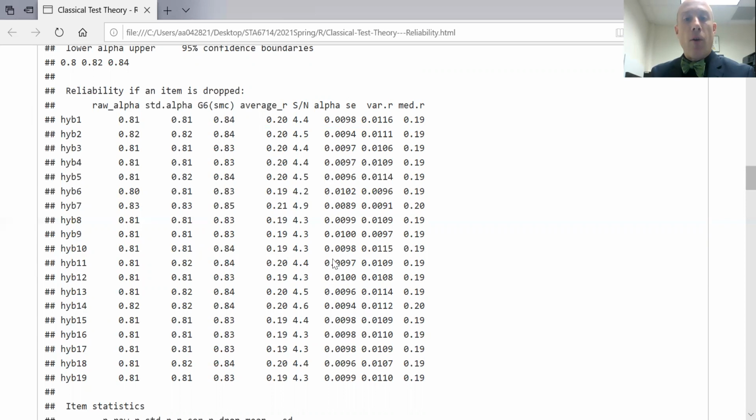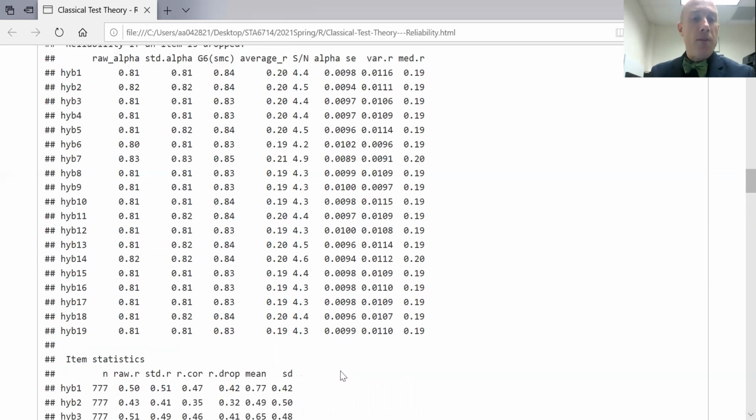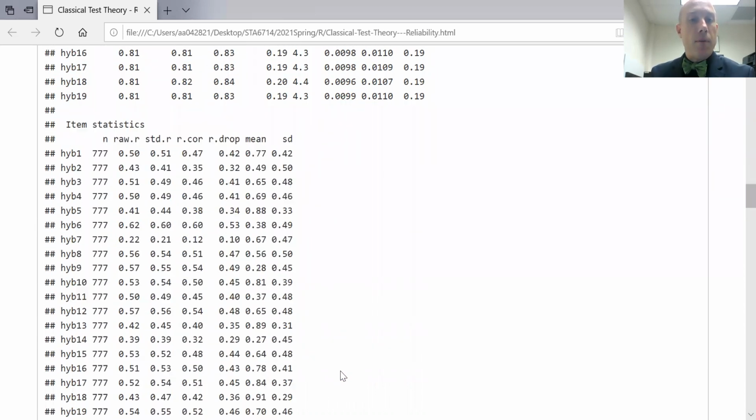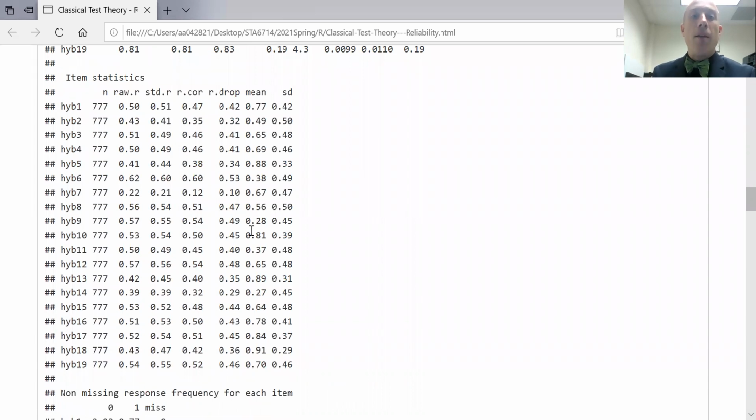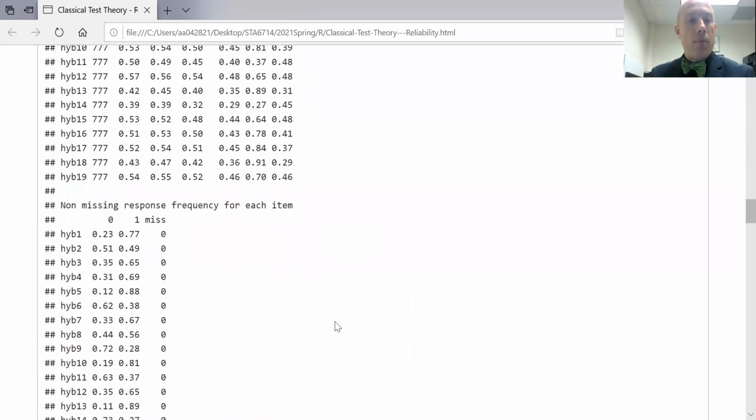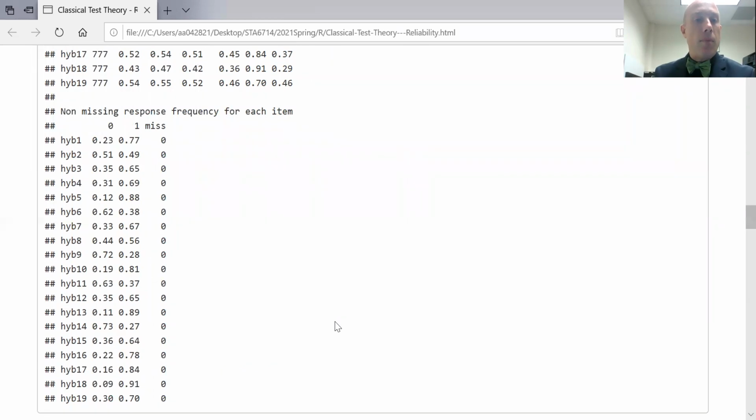Oh, here's our standard error, very important for hypothesis testing. And here are the item statistics themselves. So here we can look to see how things went for the mean of the responses and the standard deviation of the responses. And here we can look at the missing values.